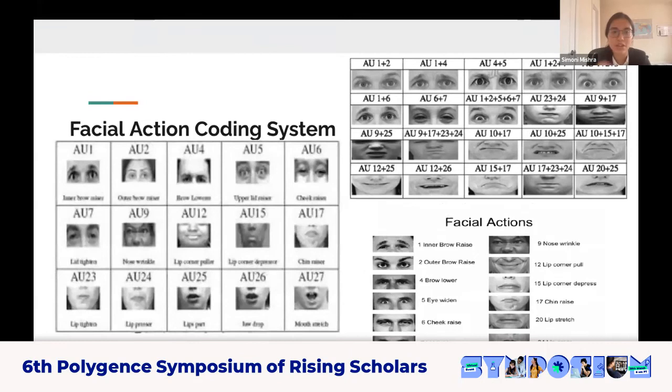So for example, they could raise your cheek or part your lips, et cetera. And these are some of the examples. The idea is that if you combine various action units together, you get what we call expressions like smiling or disgust, et cetera.